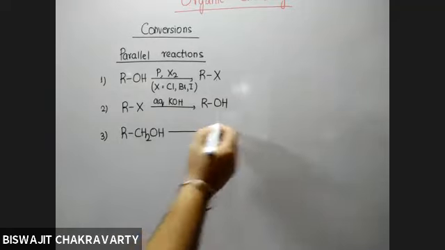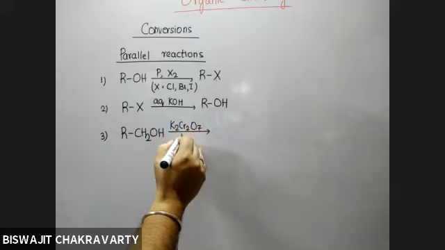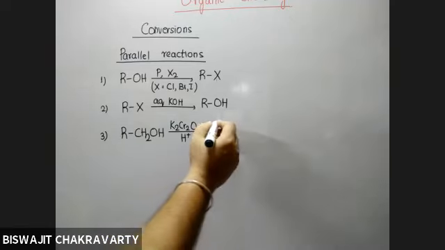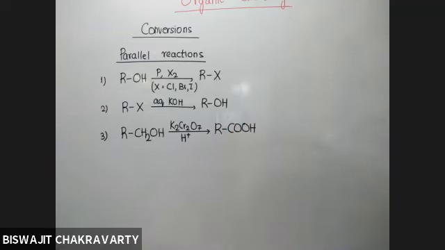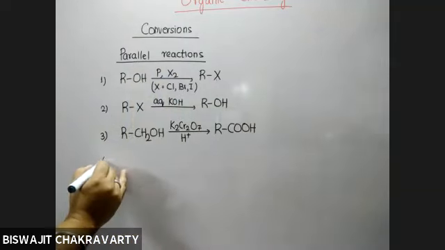When an alcohol is oxidized with acidified potassium dichromate, it is converted to carboxylic acid. Is it a parallel reaction or a step-up reaction? Parallel again, because the number of carbon atoms is intact. R, R, C, C. So all are parallel reactions.